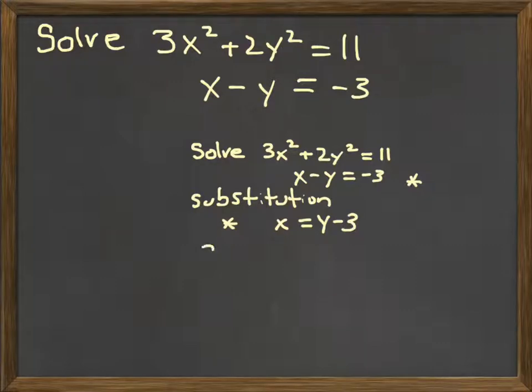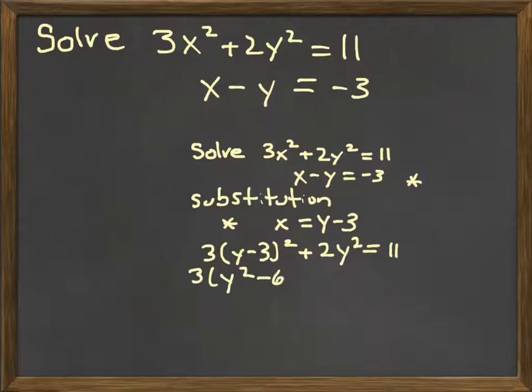Now everywhere we see an x, we can replace that with a y minus 3 in the first equation. It's going to be a little bit messy, but we've got a quadratic to solve. So I could square that. And you get to see the eraser feature here because I made a mistake. y squared minus 6y plus 9 is what you get when you square that, plus 2y squared equals 11.